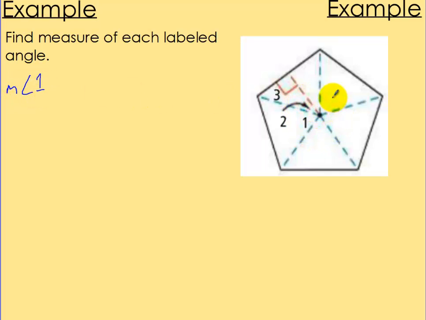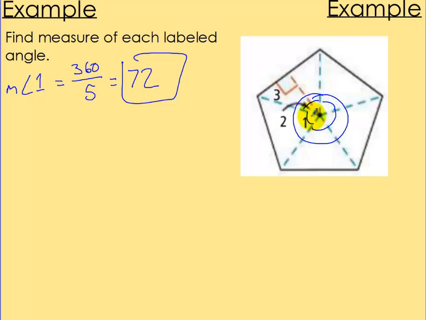If we go all around this dot, that's 360 degrees. Each of these angles is going to be equivalent. There are 5 of them, and the total around this has to be 360. So to find the measure of angle 1, I take 360 and divide it by the number of triangles, 5. 360 divided by 5 is 72. So the measure of angle 1 is 72.